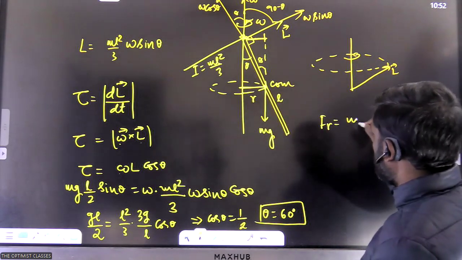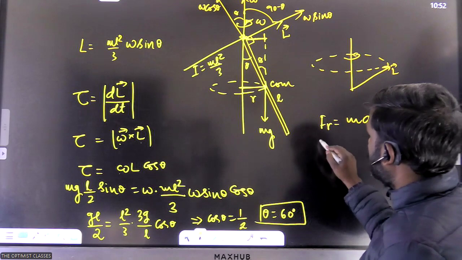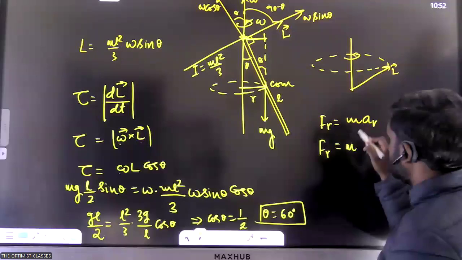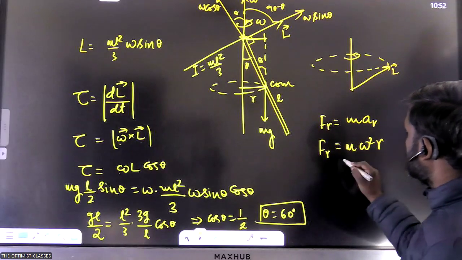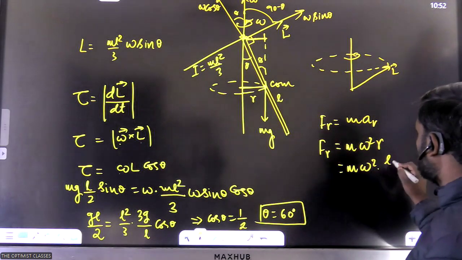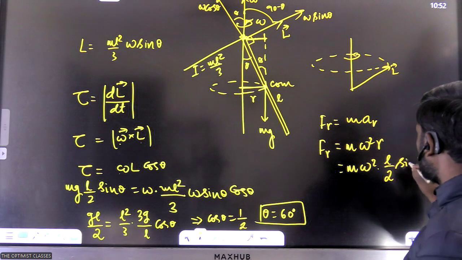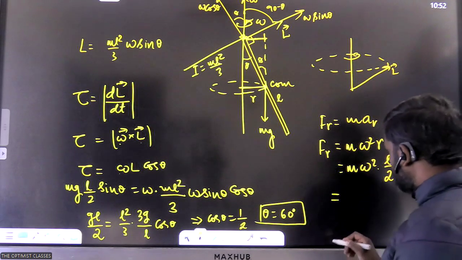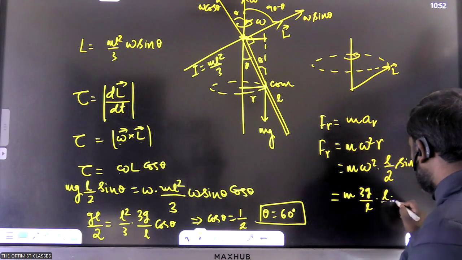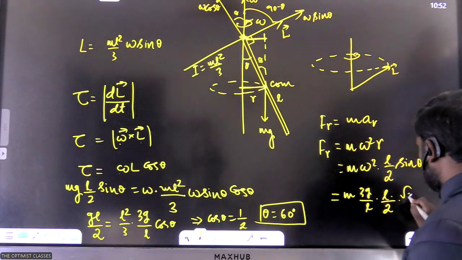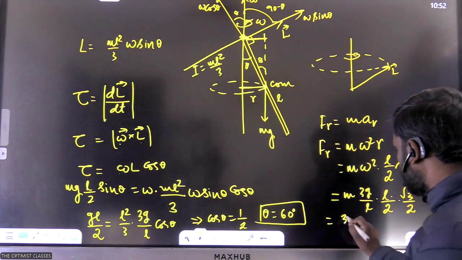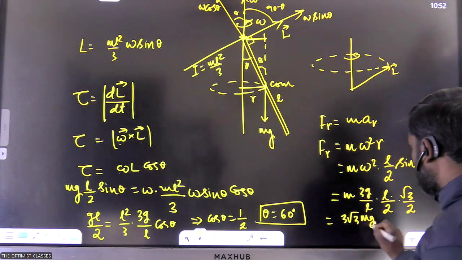It is moving in a horizontal circle, so we'll write the radial equation of motion for the center of mass of the rod. That is mass into a radial. The radial force will actually be the net force on the rod. So we can write like this: m omega square r, where r will be equal to L by 2 sine theta. Let's put the values. This is m, omega is given to be root of 3g by L, and this is L by 2, and sine 60 degrees will be equal to root 3 by 2. So L will cancel out, and we get 3 root 3 mg divided by 4.